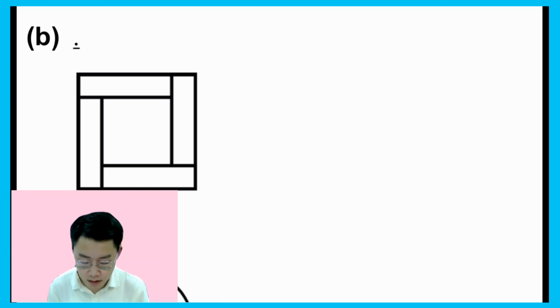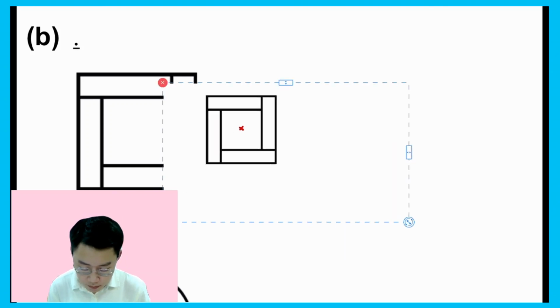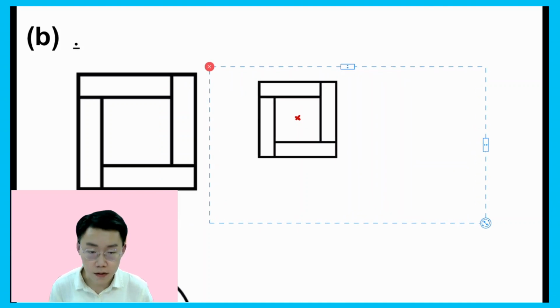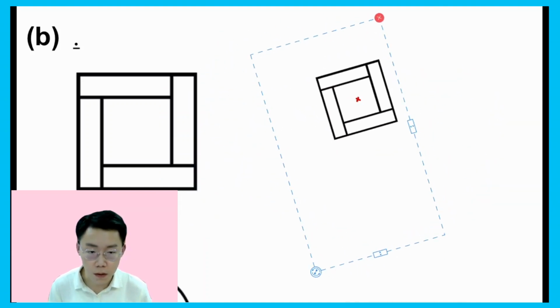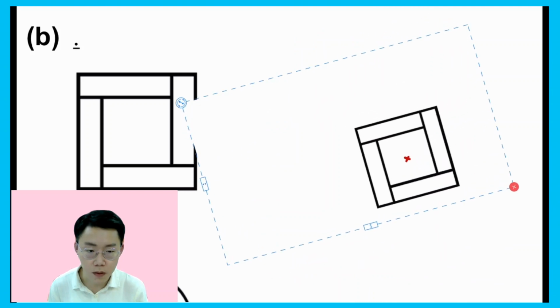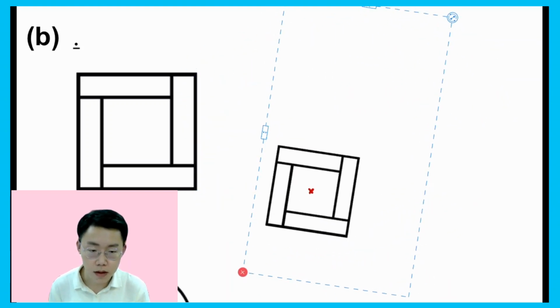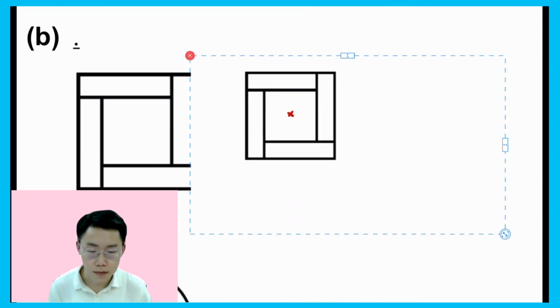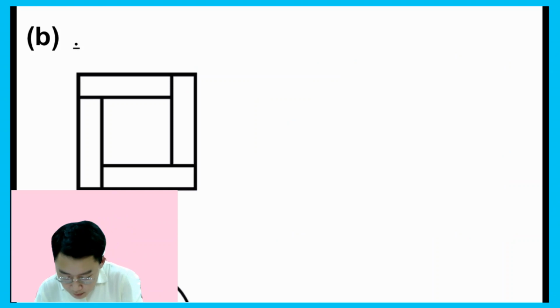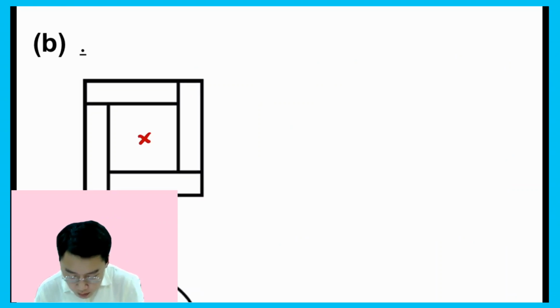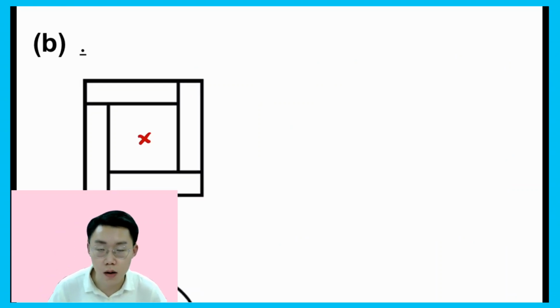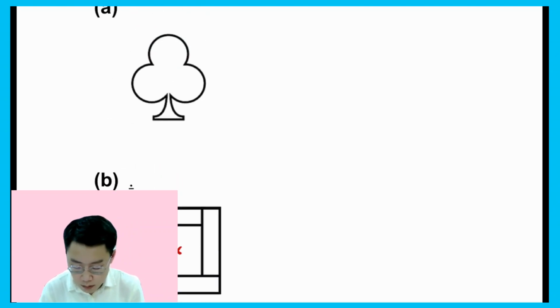Okay, for example, now I rotate it for you. So here you can see the first fold, the second fold, the third fold, and also the fourth fold. So now you can see this figure has rotational symmetry of order 4, and this one is the center of rotation. Okay, so now we write down the answer.